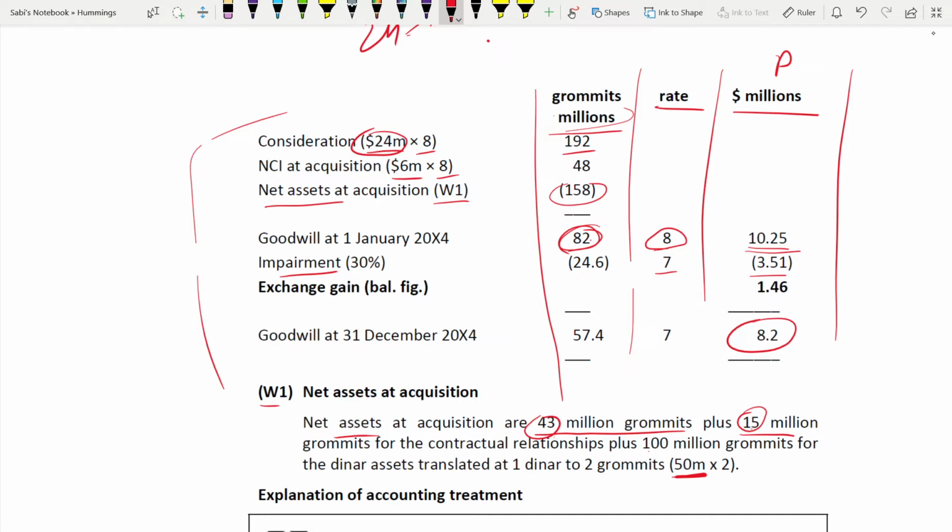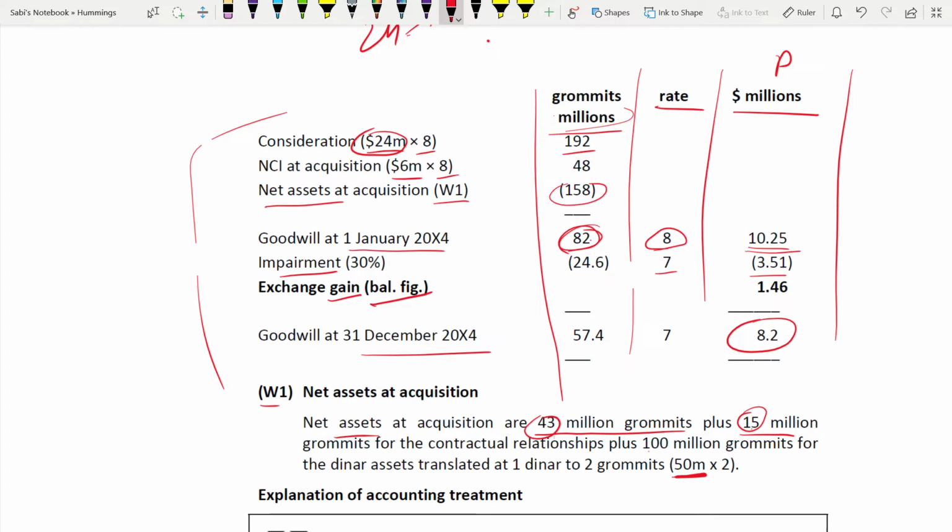Exchange gain is a gain. You have to write whether it's exchange loss or a gain. How do you understand it? It's a balancing figure. So for time being, keep a space and find the goodwill at the 31st December 2004. This is 1st of Jan 2004. Date is very important. You have to calculate the goodwill for both the days.